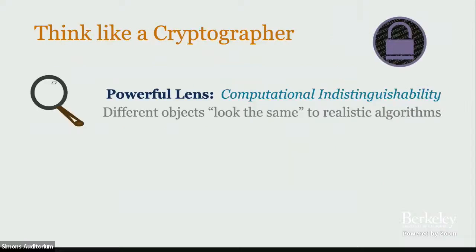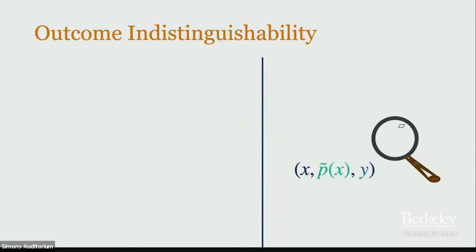What we're going to do is put on our cryptographer hats, our pseudo-random hats, and appeal to the idea of computational indistinguishability. Indistinguishability formalizes the idea that two objects can be meaningfully different, but look the same to bounded and efficient distinguishers. With this framing, I can describe the high-level idea of outcome indistinguishability. It is best described by the following game.